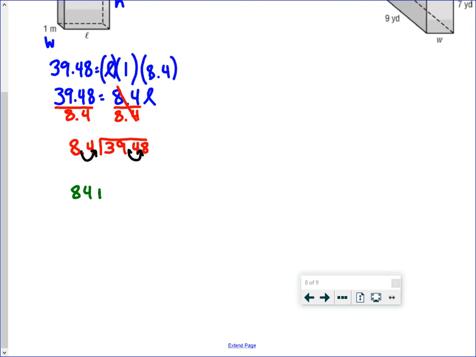So we have 84, and it's 394.8. So 84 doesn't go into 39, but it does go into 394. 80 times 4 is 320. So let's try times 5. So 84 times 5, 0, 2, so that's too big. So we'll use 4. 84 times 4. So we got 336, 74.